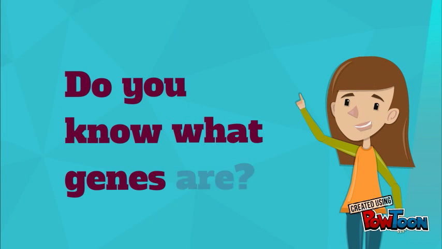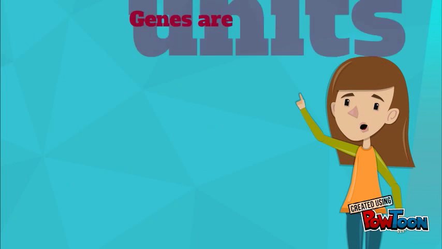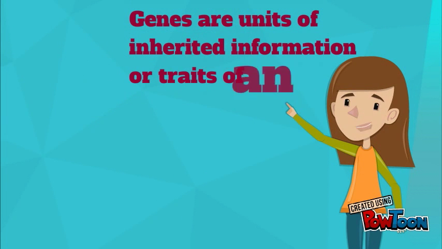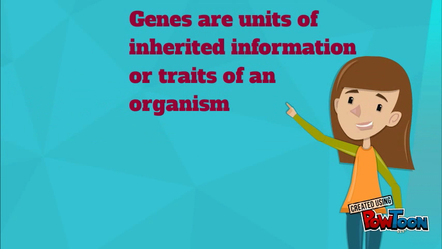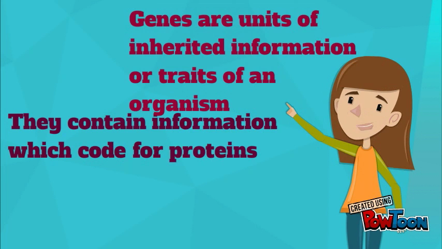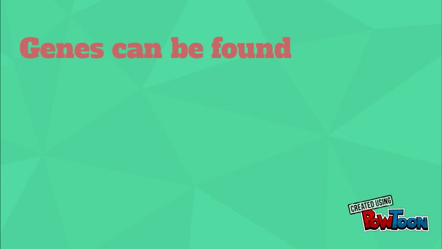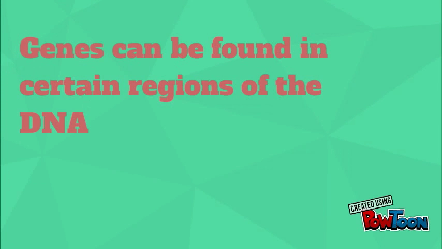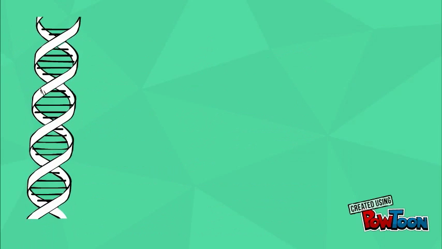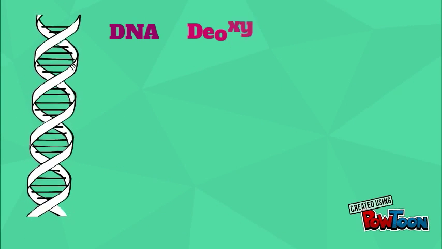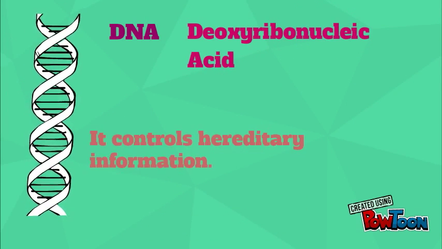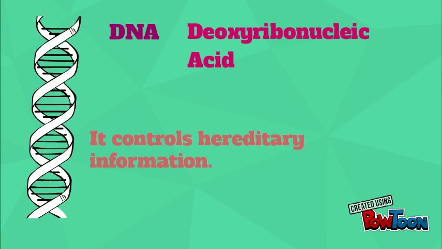Do you know what genes are? Genes are units of inherited information or traits of organisms. They contain information which code for proteins controlling the specific characteristic of an organism. Genes can be found in certain regions of the DNA. DNA stands for deoxyribonucleic acid that controls hereditary information.